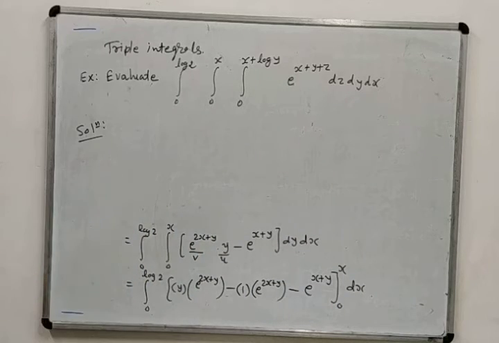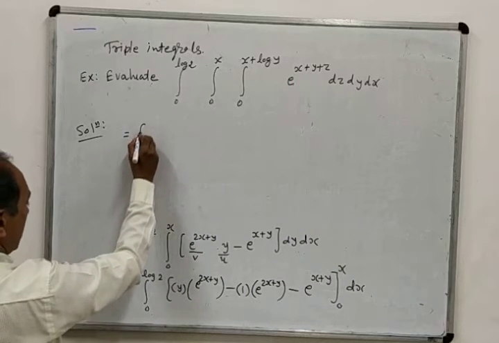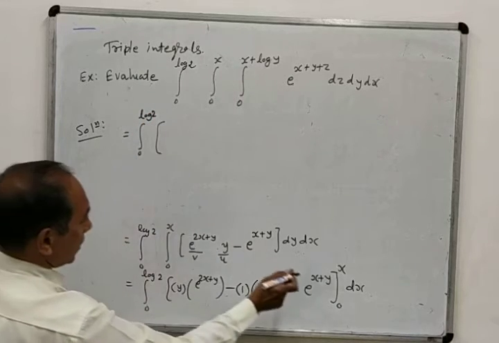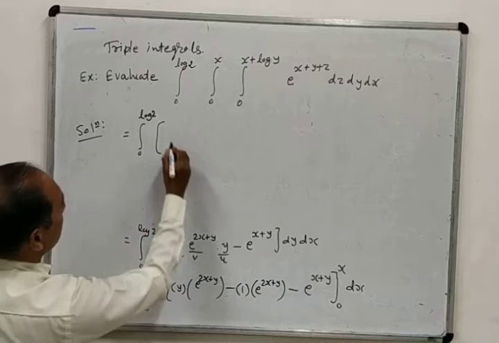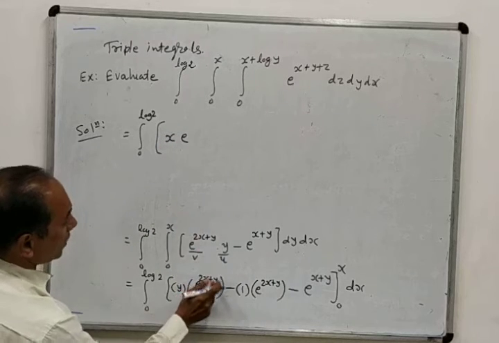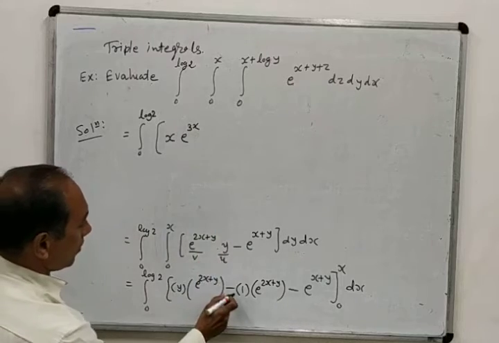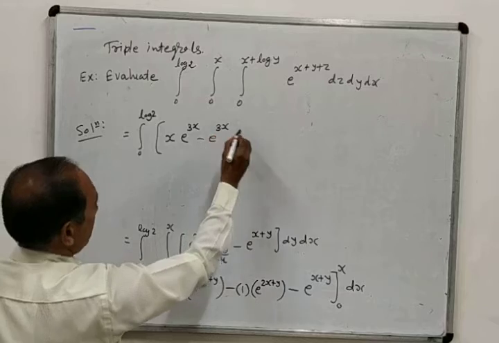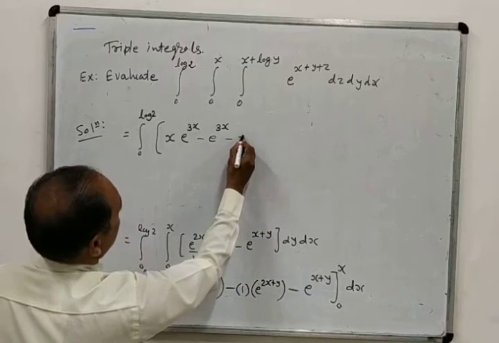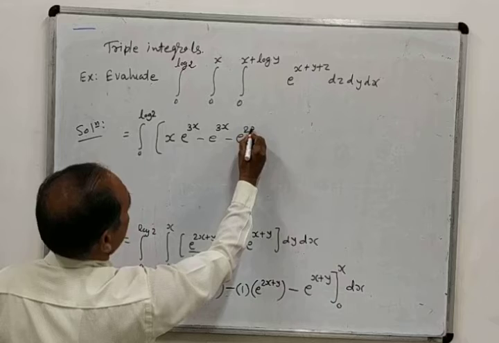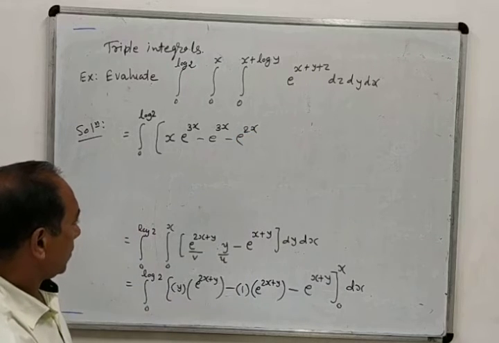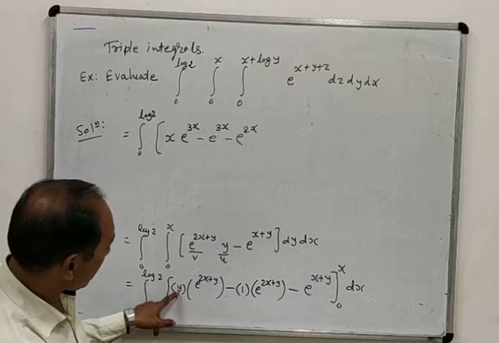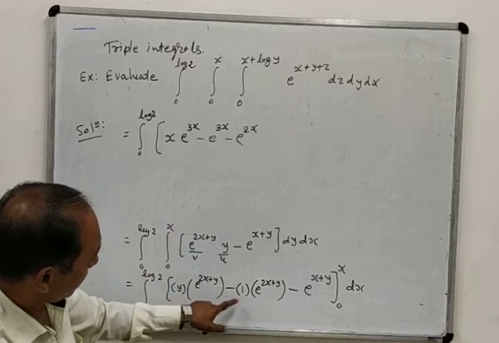Now see, this equals the integration of 0 to log of 2. Now we will put the limits y equal to x. So here it is x, e raised to 2x plus x means e raised to 3x, minus here if we put x, then it is e raised to 3x minus e raised to x plus x means 2x. Okay. After that we will put 0, y equal to 0. If you put y equal to 0, 0 into something is 0. So no need to write.